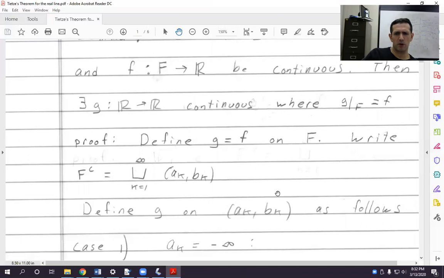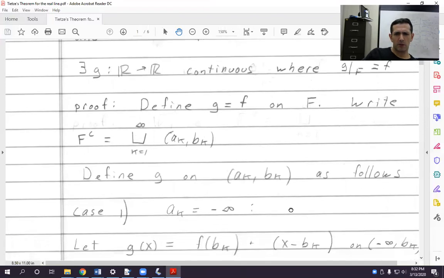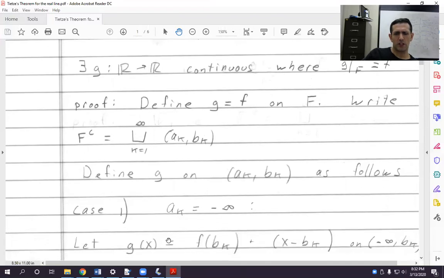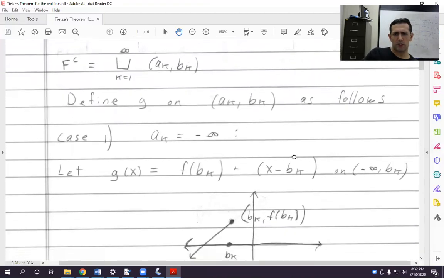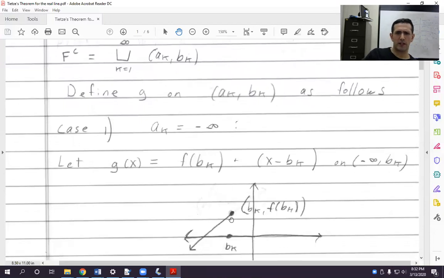If a_k is minus infinity, then I'm going to basically let g be the following line. So it's basically the line emanating from (b_k, f(b_k)) with slope 1. Okay. So the picture is just exactly what I said. g is just the line emanating from (b_k, f(b_k)), slope 1. Okay. Plug in b_k here, we get f(b_k).